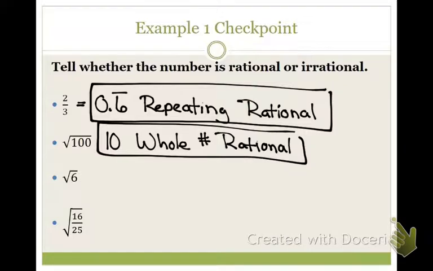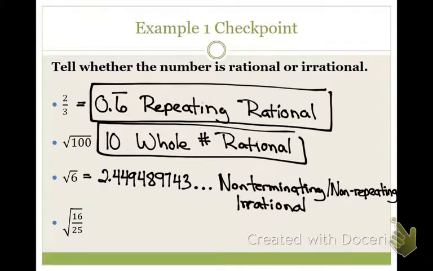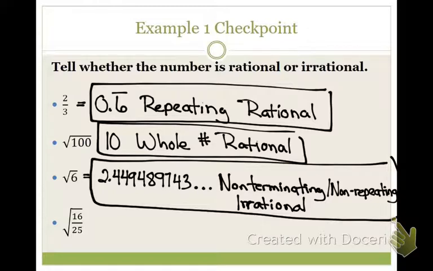2.449489743. That doesn't sound like a terminating decimal to me. You say, well, it terminates on my calculator. No, it doesn't. Your calculator screen just ran out. There's no pattern, so this is what I would call a non-terminating, non-repeating, irrational number. Irrational number. Okay, and the ellipsis means that those numbers actually do continue.